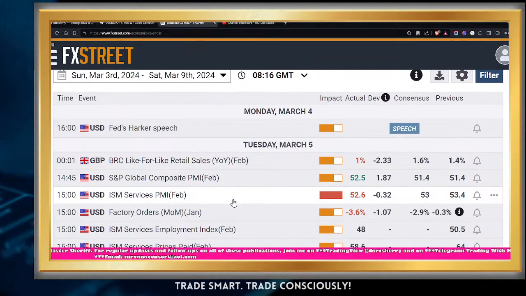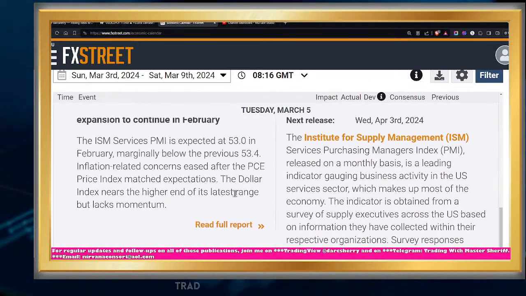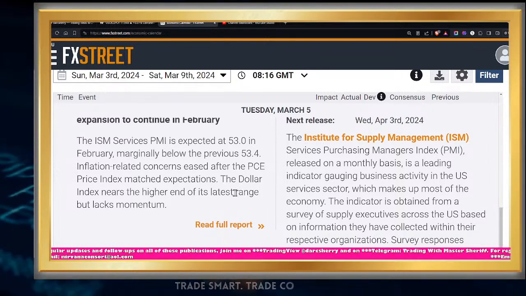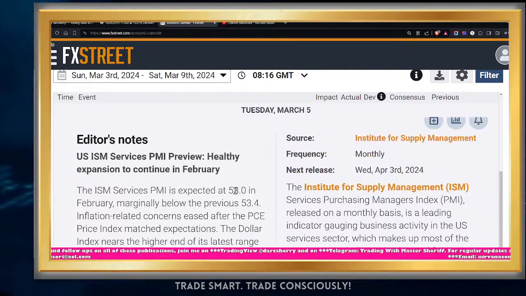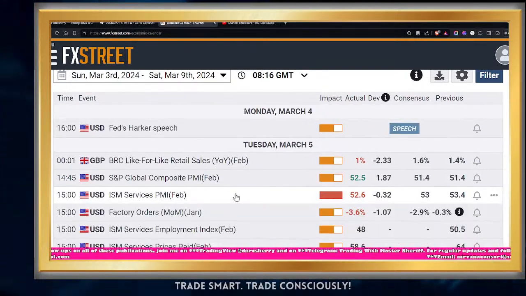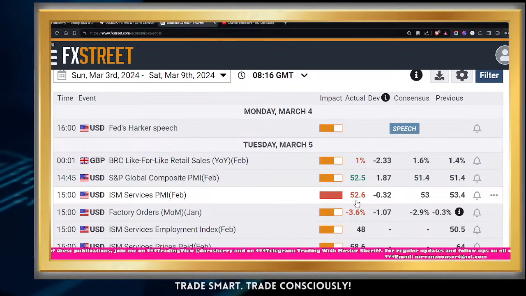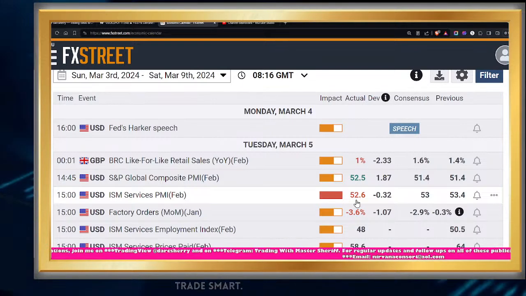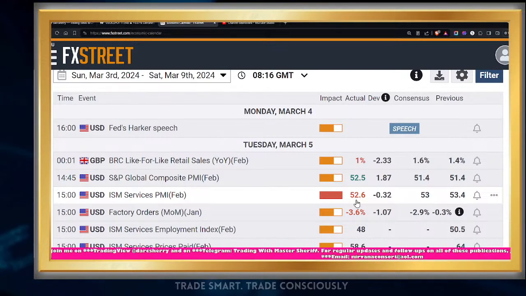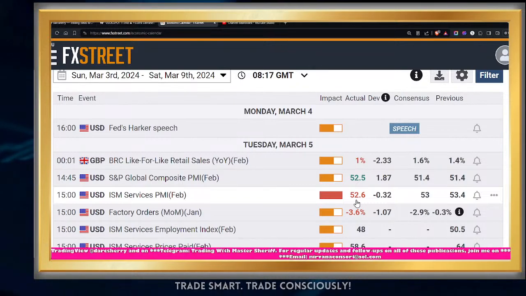Then another high-impact event we saw yesterday was the ISM Services PMI, which is a leading indicator gauging business activities in the United States services sector. And below all expectations, the data came in at 52.66, which was below the economists' projection for the month of February, and of course it was also below the data that came in last month.